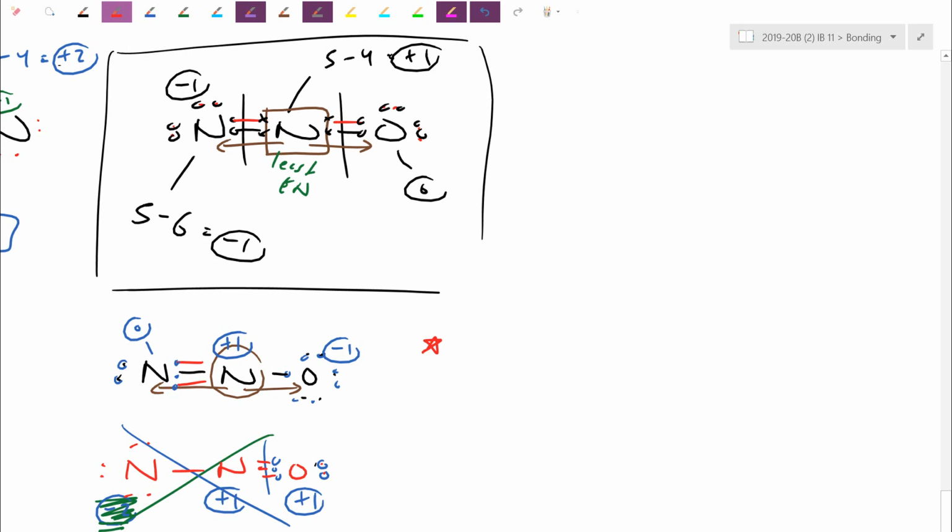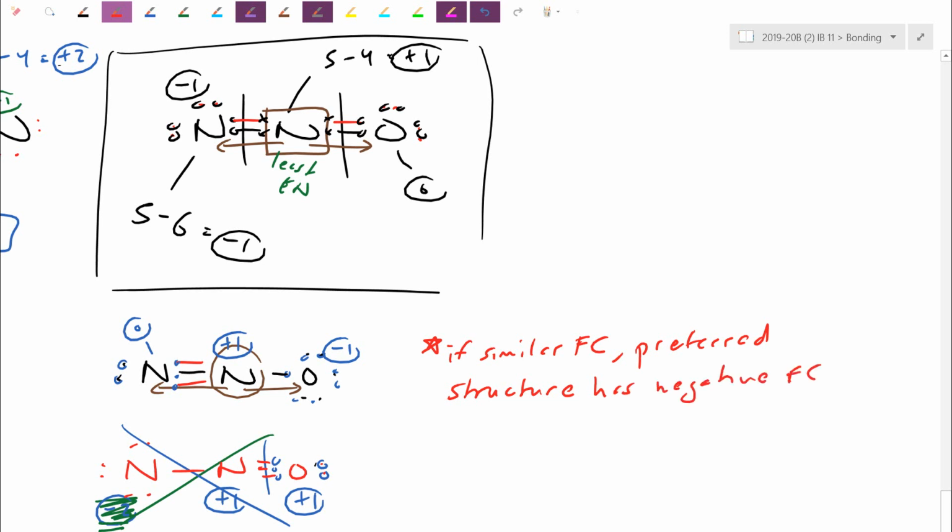I can expect both of them have similar formal charges. Even if it's not similar, you can still do this sort of analysis here. Again, the preferred structure, I might still be wrong. Again, sometimes even formal charges gets it wrong. But if I have similar structures, your preferred structure has the negative formal charge, whoever is negative 1 or negative 2, on the more electronegative atom. In this case here, oxygen is more electronegative. Between N and oxygen, who's supposed to have the negative? I'd imagine this negative 1 here.